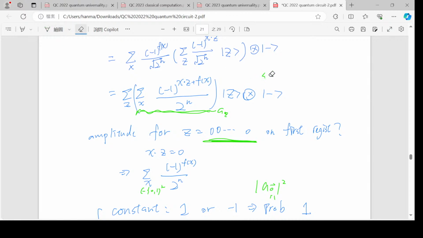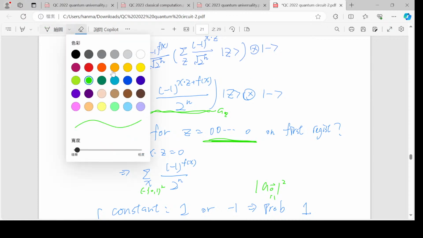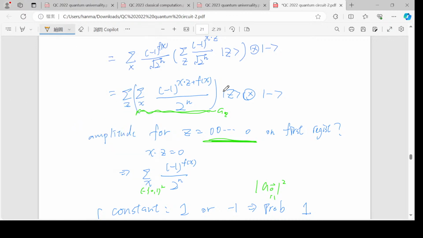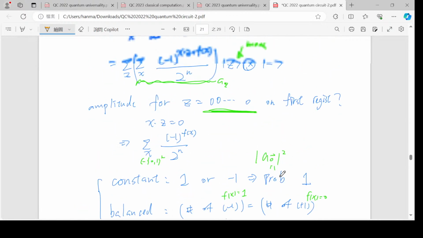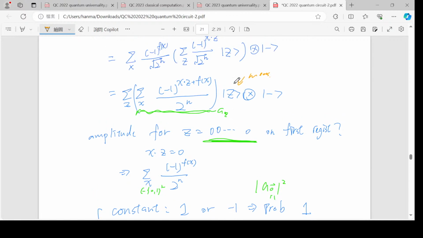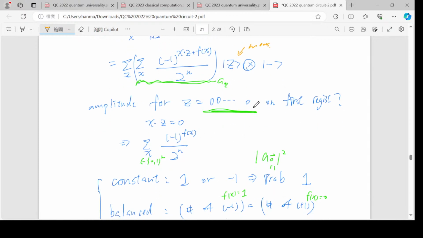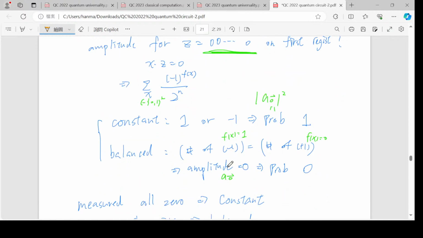Okay, we are going to measure here. So we really want to learn the amplitude here. We just showed that we totally know the measurement result when the function is constant. When it is constant, the amplitude on the all-zeros string has absolute value 1, and so it's always going to give you the all-zeros string as output. And what if it's balanced?